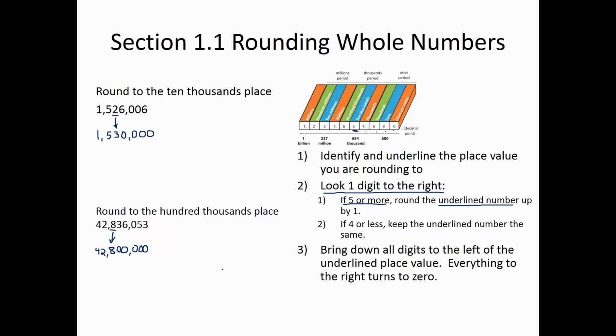So, to summarize, when you're rounding whole numbers, you're always going to first identify your place value. Then you need to look to the right to decide what to do with that place value. You're either bumping it up by 1 or keeping it the same. Everything after it will always turn to 0, and everything to the left of it will always come straight down.